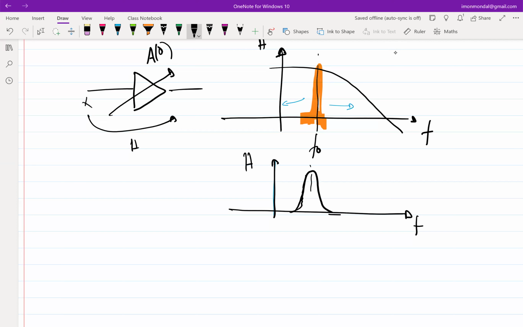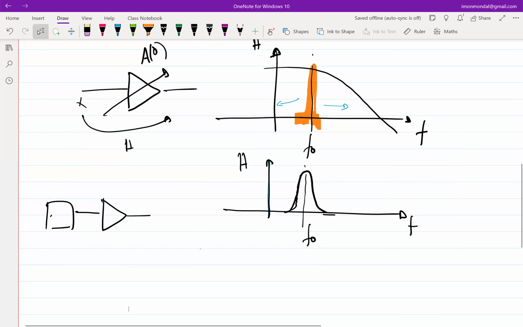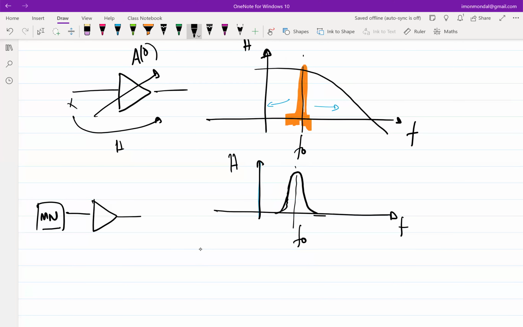So essentially you end up with an H which looks like this, which probably has a peak around your center frequency F naught, and it rolls off after some bandwidth around F naught. Now the question in front of us was, if this is our system, and I have a broadband amplifier, I can make it narrowband by simply putting a matching network here, a matching network there. And these matching networks, let's say, have these narrowband characteristics.